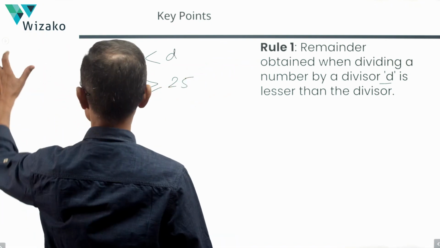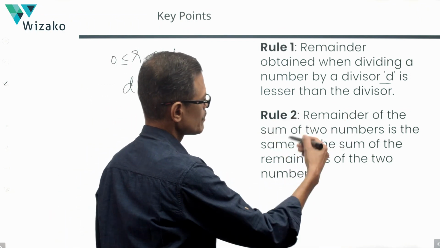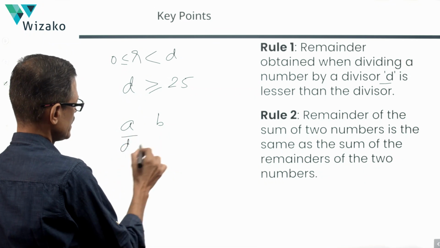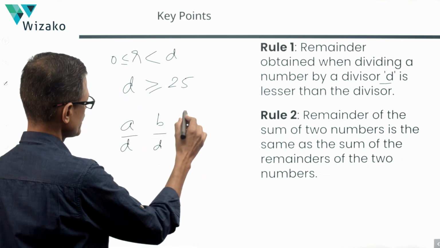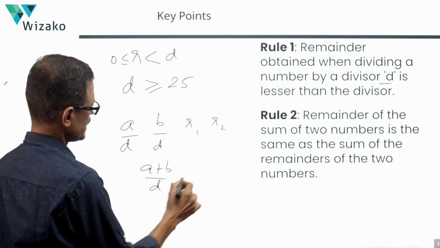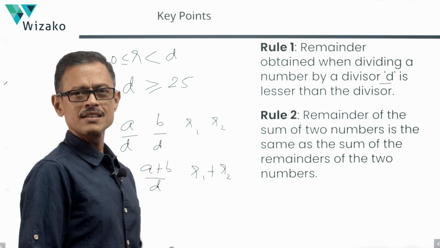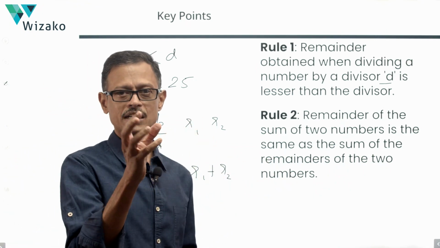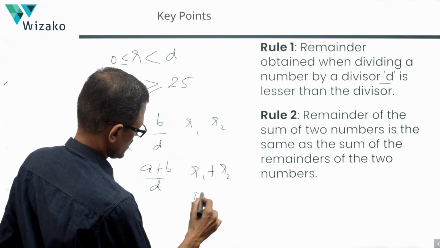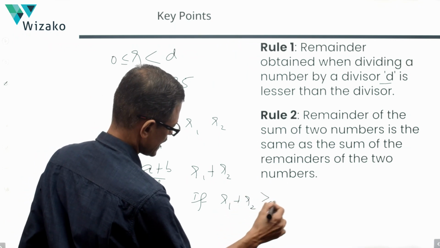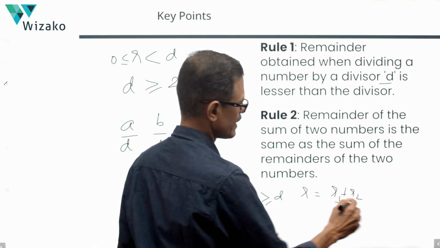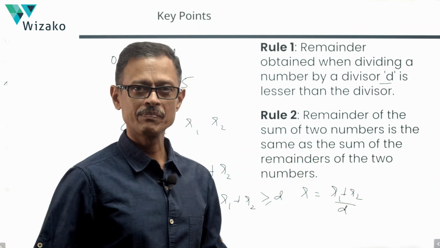The second one, which is what we are going to be using to solve these statements: the remainder of the sum of two numbers is the same as the sum of the remainders. If you have two numbers a and b divided by a common divisor d, and I get remainders r1 and r2 respectively, then when a plus b is divided by d, the remainder will be r1 plus r2, subject to the fact that r1 plus r2 should be lesser than the divisor. If r1 plus r2 is greater than or equal to the divisor, we will find the remainder by dividing r1 plus r2 by the divisor and finding the remainder of that division. Run through this once more.